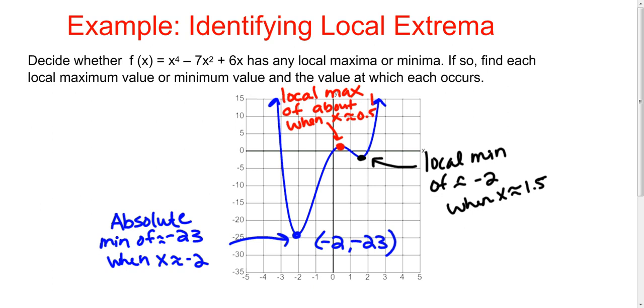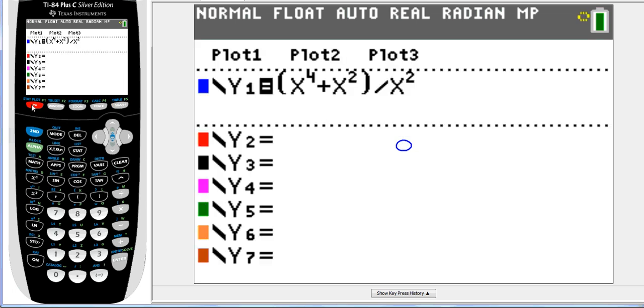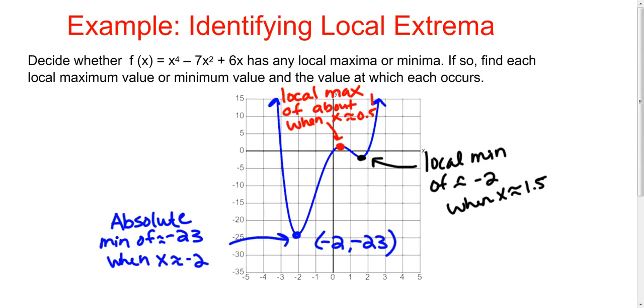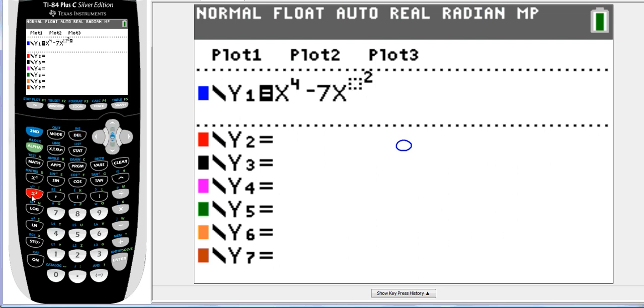So x to the fourth minus 7x squared plus 6x. I have to see if I can remember that number or that equation. X to the fourth minus 7x plus 6, is that what it was? I have to look again, see? X to the fourth minus 7x squared plus 6x. I was close. Minus 7x squared. Oh, God, I've really messed this up. Minus 7x squared. There we go, plus 6x.